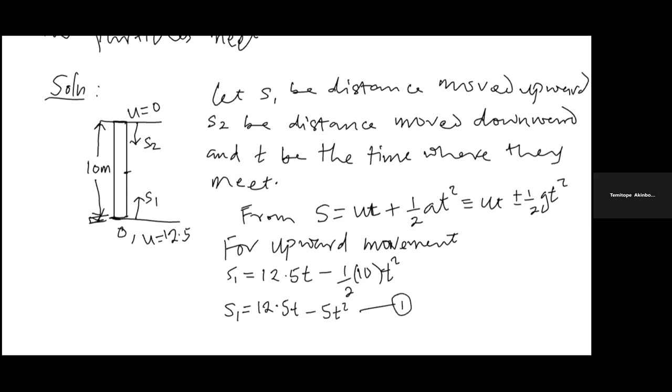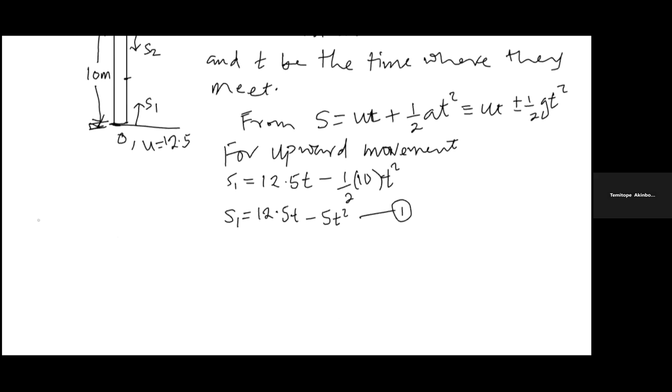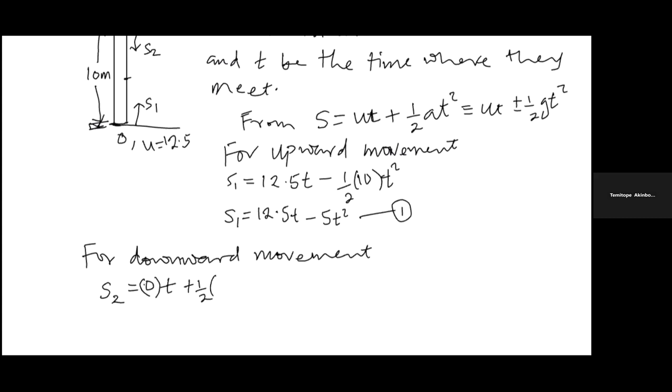Now S2, that's for downward movement. So S2 equals U, this time is 0, times t. Now this one is moving down, so it's moving in favor of gravity. So it's going to be plus 1 over 2 times 10 t squared. So S2 will be 5t squared, equation 2.